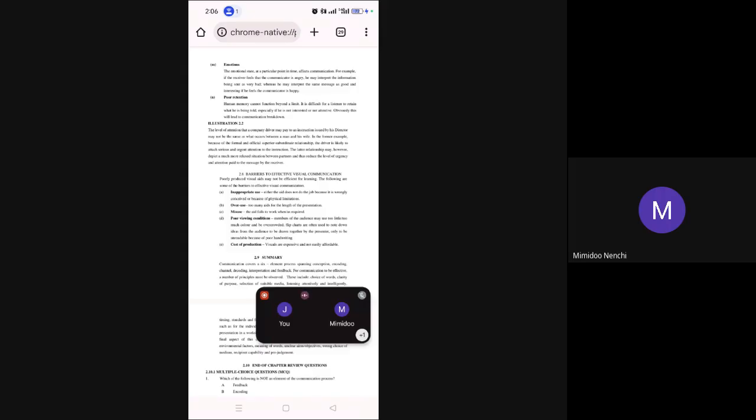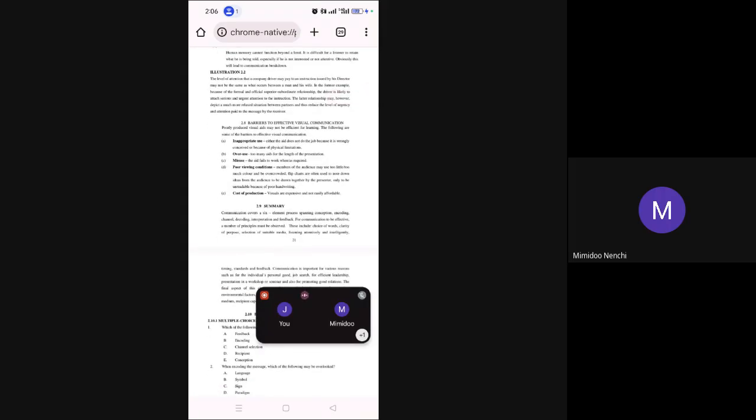Are we together? So the next thing we'll be looking at here is barriers to visual communication. You know what visual communication is all about? That entails the use of diagram or projection. Let me use projection for example. Are we together? Now, what are the barriers to effective visual communication?